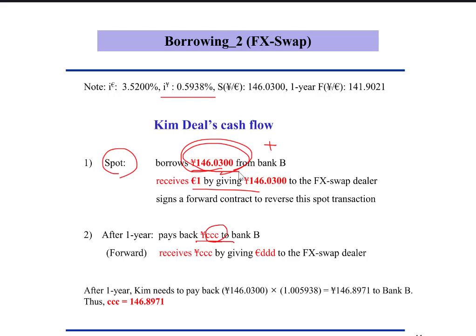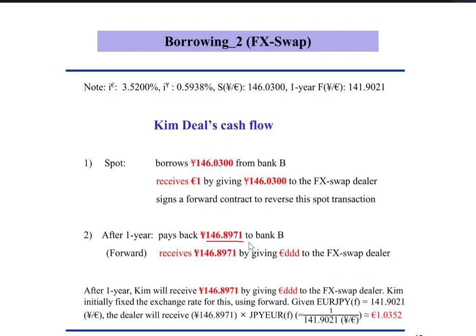So after 1 year, Kim Deal needs to pay back 146.03 yen, the initial borrowing, times 1 plus the yen interest rate, which is 146.8971. So this should be CCC. Now we just figured out CCC here.